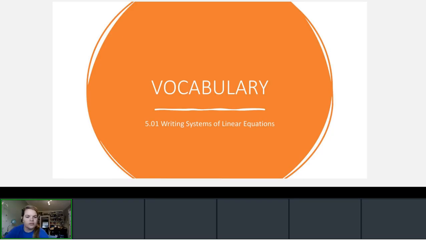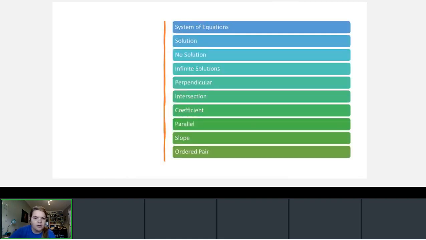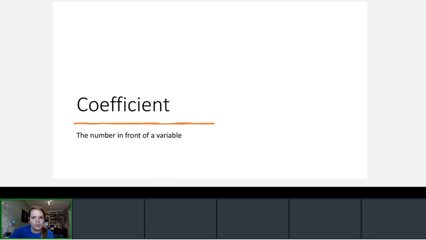All right, let's go ahead and talk about some of the vocabulary words that we will be using in Unit 5 and specifically in this first lesson. So we're going to be talking about systems of equations, solutions, no solution, infinite solutions, perpendicular, intersection, coefficient, parallel, slope, and ordered pair. So let's go over a few of those.